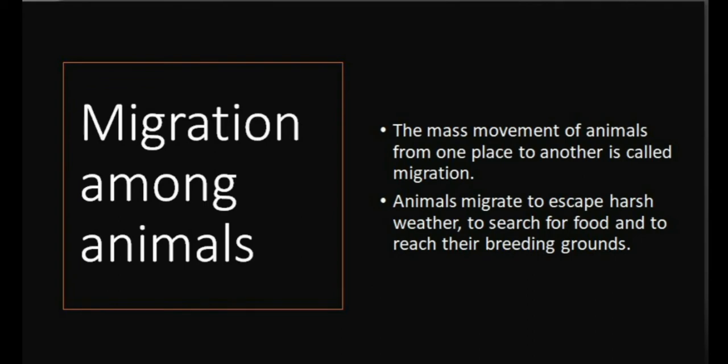Now we will learn about migration among animals. What is the meaning of the word migration? Migration means to move from one place to another. The mass movement of animals from one place to another is called migration. Why do animals migrate? To escape harsh weather, to search for food, and to reach their breeding grounds.